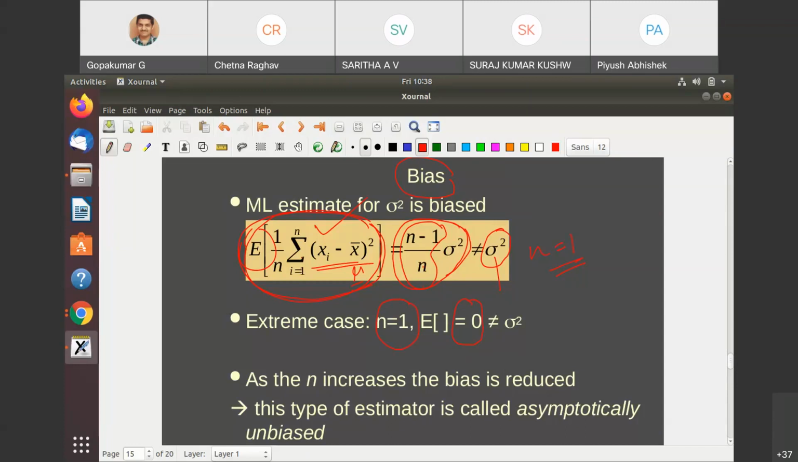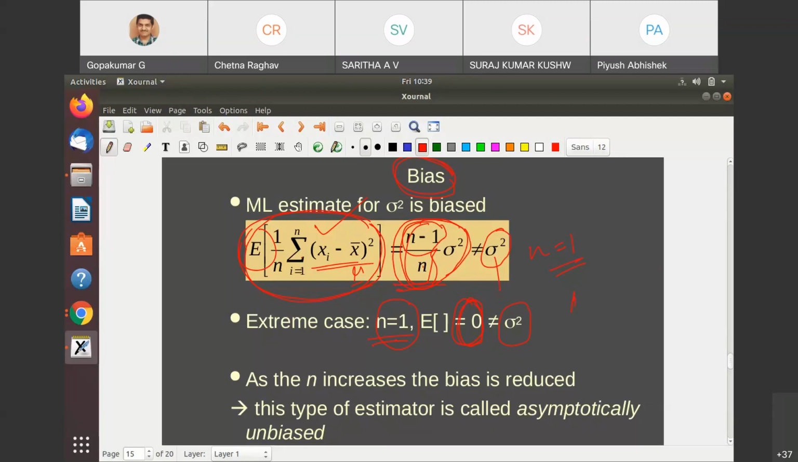Because this term, (n minus 1) by n, will become say 0, we will get an expected value of 0, but that is actually not true. Even if it is one training data, we have a particular value of variance. So that means there is always a bias in this particular form, maybe due to our analysis. But this is a very extreme case where n is equal to 1.